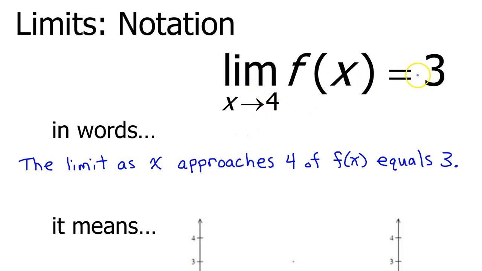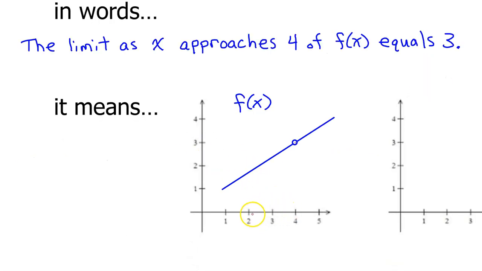This expression would be read, the limit as x approaches 4 of f of x is equal to 3. It means that as the input values approach 4 from the left or from the right, the output values of f approach 3.